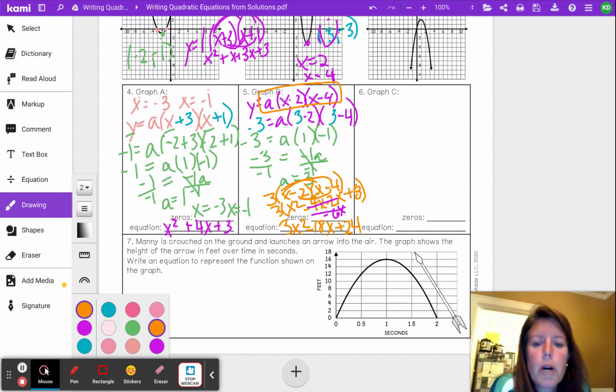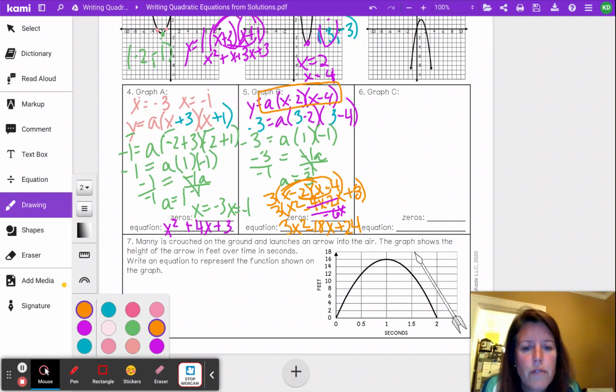All right, so let's see what Manny's doing. Manny's crouched on the ground and launches an arrow into the air. The graph shows the height of the arrow in feet over time in seconds. This would have been fun to do when you all were launching your rockets, to work with on your science project. So write an equation to represent the function shown on the graph.